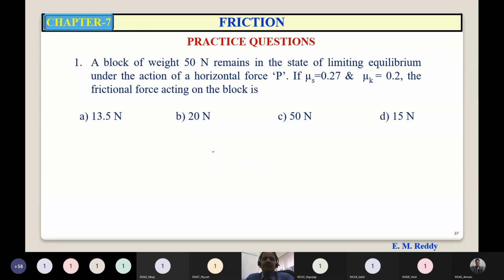So when it is in limiting equilibrium, whatever the force which is acting on the block must be equal to limiting friction, that is the maximum friction. Mu s into normal reaction, 0.27, normal reaction is equal to weight of the block. Then it is 13.5.